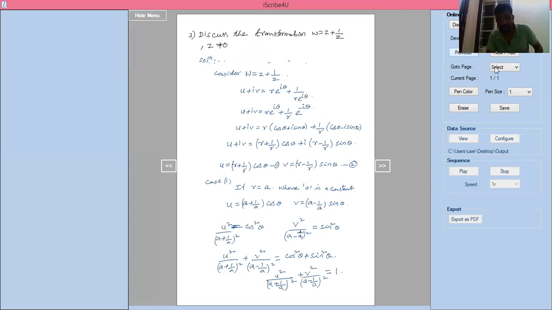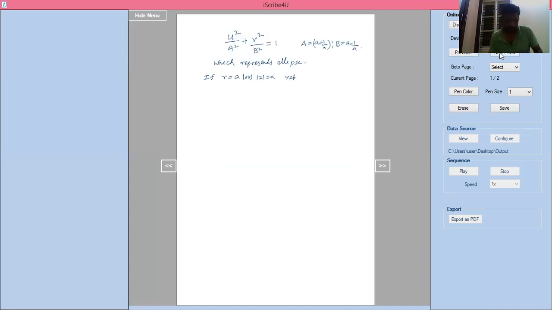It represents a circle. Here modulus of r equal to a, or modulus of z equal to a, in the z plane is mapped into an ellipse in the w plane. So this is one thing.